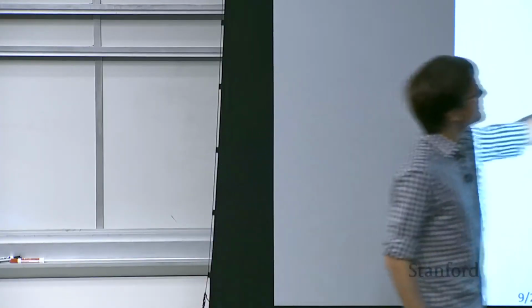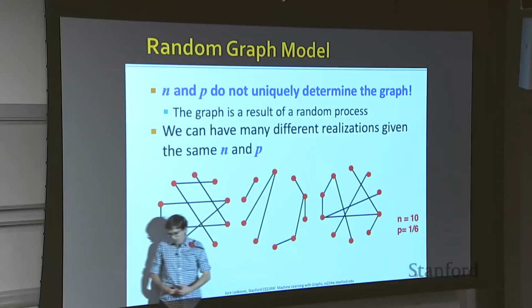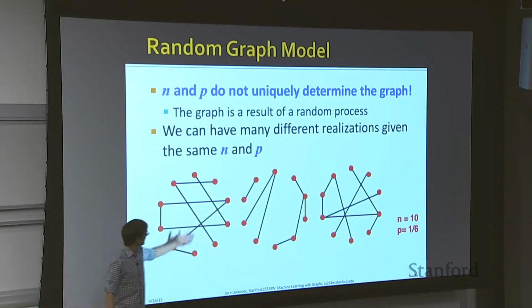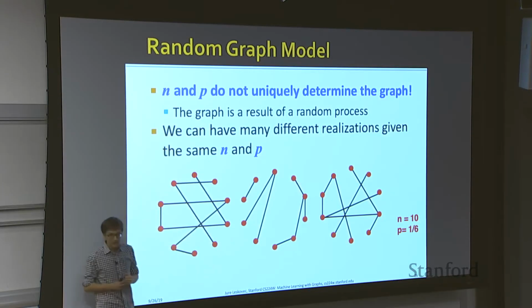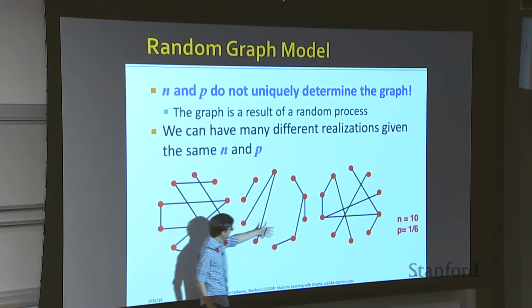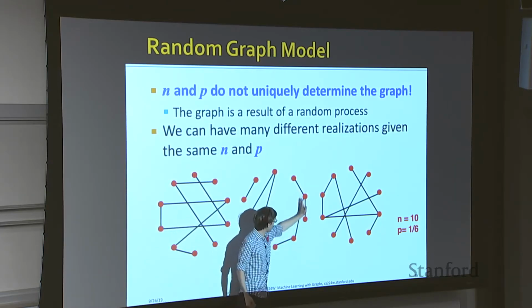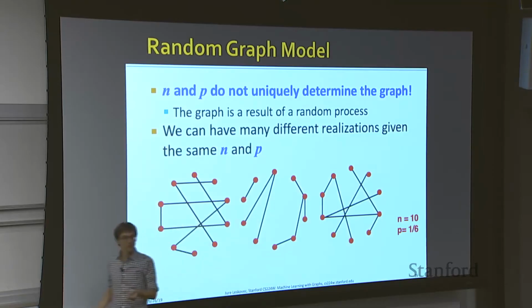So if I pick some parameters n and p and generate graphs, these graphs will look different. They will all have the same number of nodes, but they will have a different number of edges, because all these edge events are stochastic, random events.